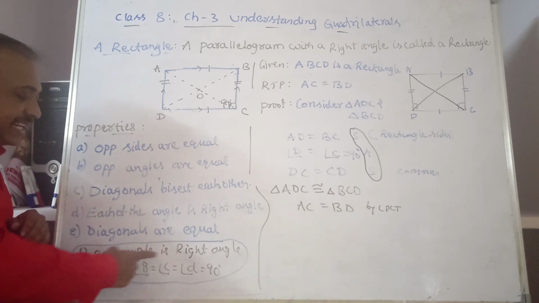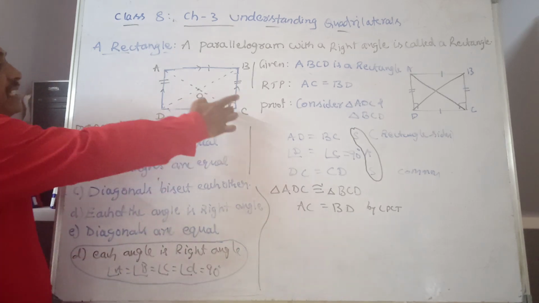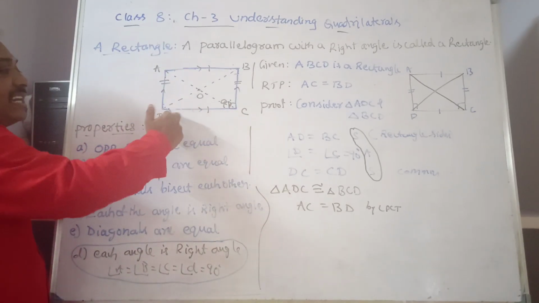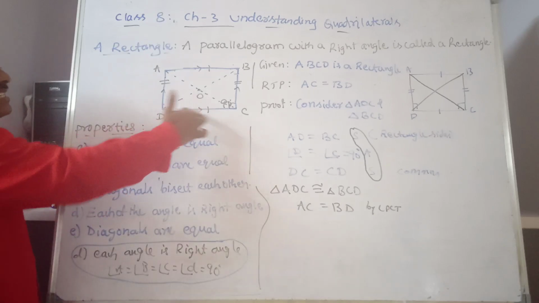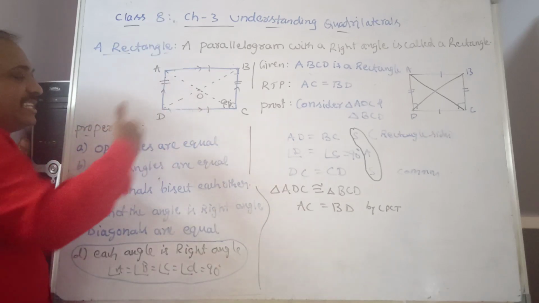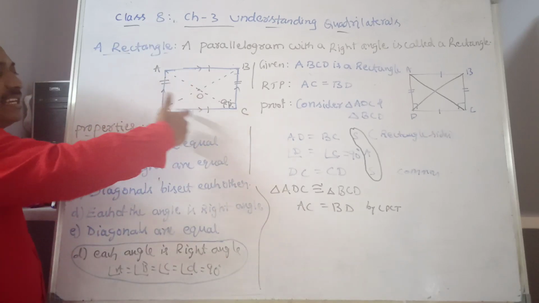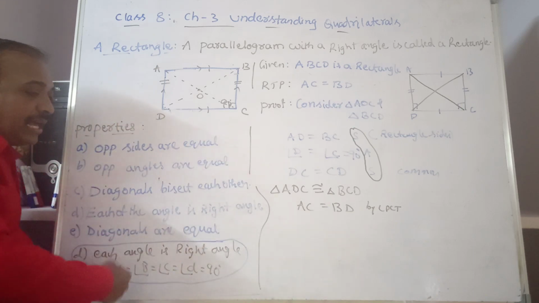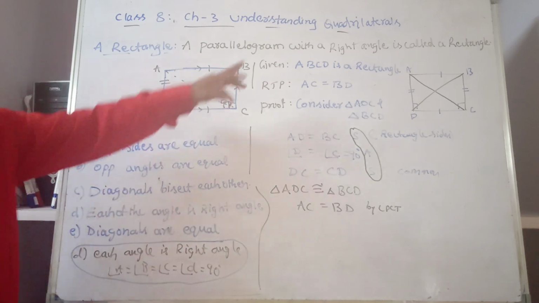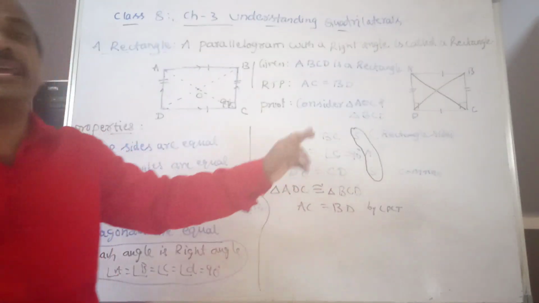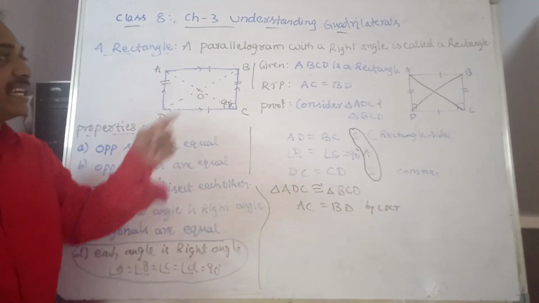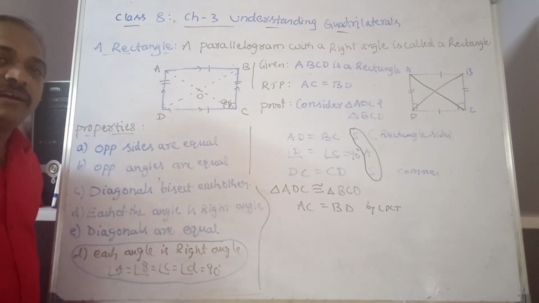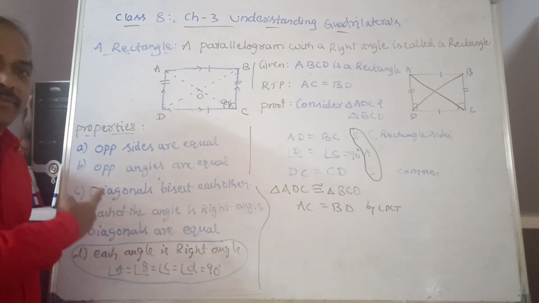So each angle is a right angle because opposite angles are equal, C is equal to A, and as it is a parallelogram, adjacent angles are supplementary. C plus D is equal to 180. One is 90 degrees, the other also will be 90 degrees. So therefore all angles are 90 degrees. Now we proved here the diagonals are equal. Diagonals of a rectangle are equal. Is it clear? This is about the rectangle. I hope it is clear.